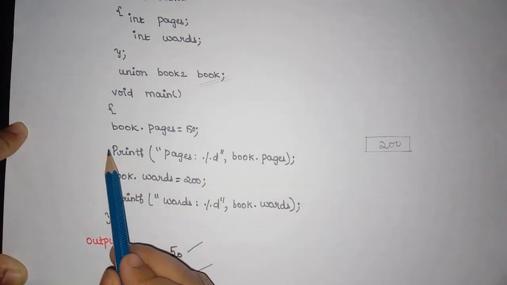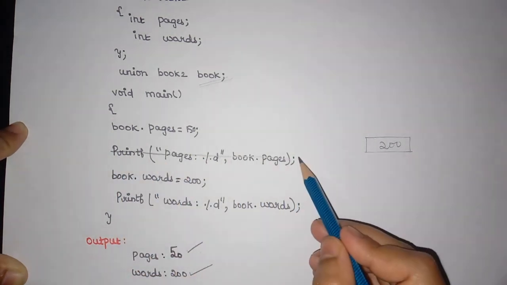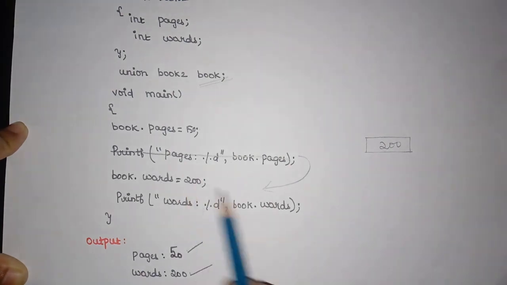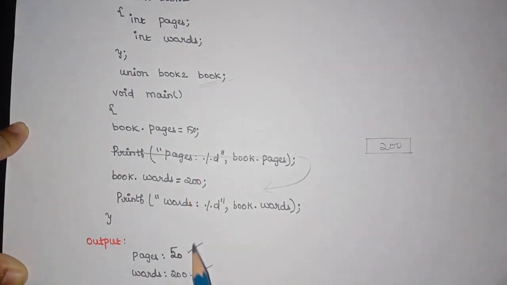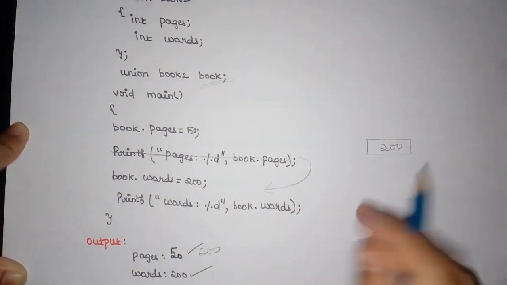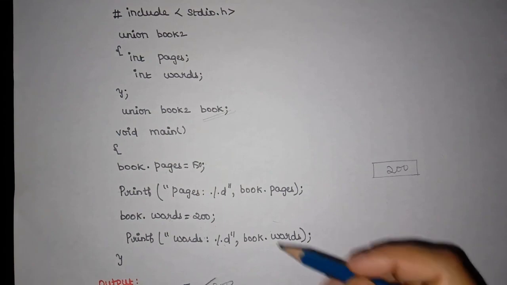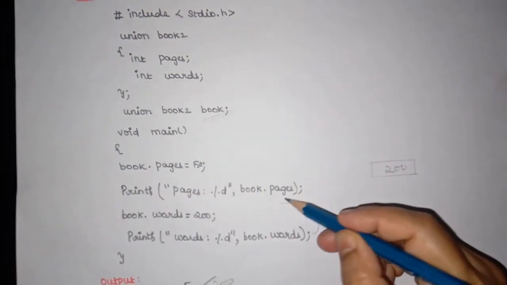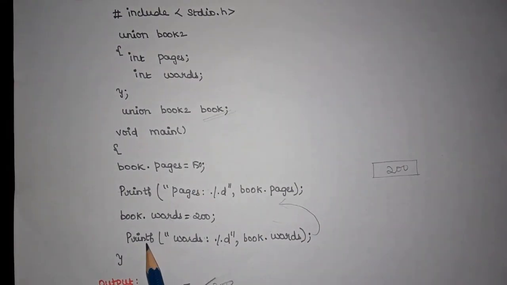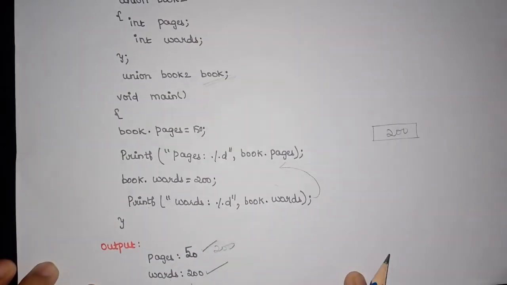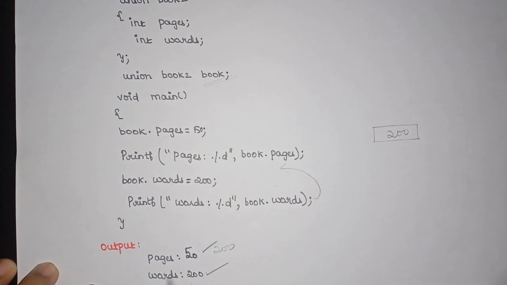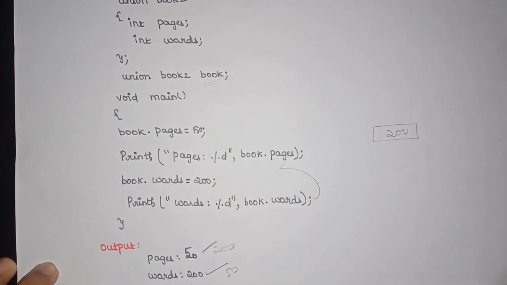If you don't add this statement here and just add it after this statement, then you will get pages 200 and words 200. And if you add this printf statement here, that is, after this printf statement we have the printf statement for words, then the output will be printed as pages 50 as well as words 50. So this is how a union works.